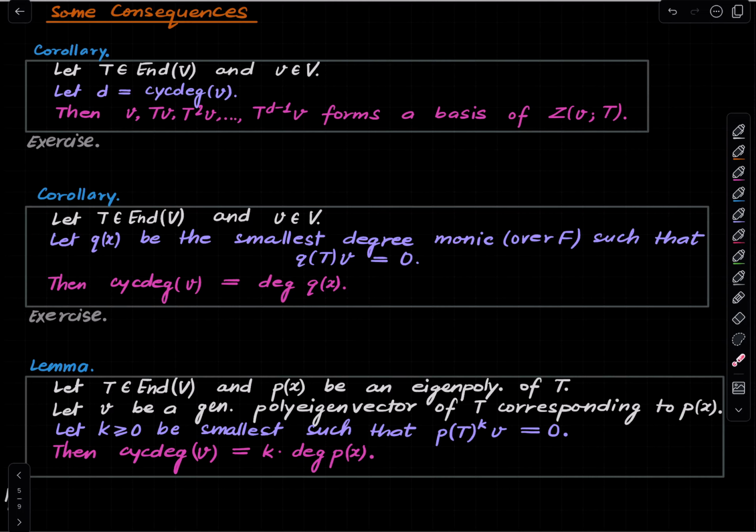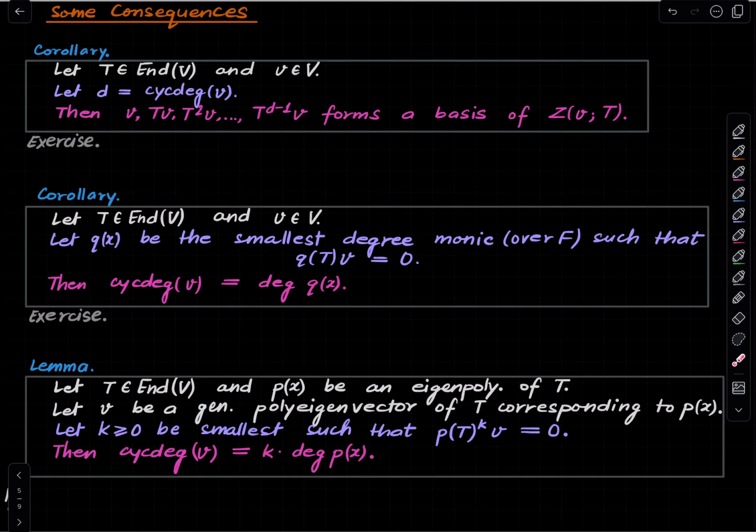Okay, and now finally, we have an endomorphism T on a vector space V, and we have an eigenpolynomial of the endomorphism. Fix a generalized polyeigenvector v of T corresponding to this eigenpolynomial. And again, let k be the smallest non-zero integer for which this happens. Then the cyclic degree of v is k times the degree of the eigenpolynomial.